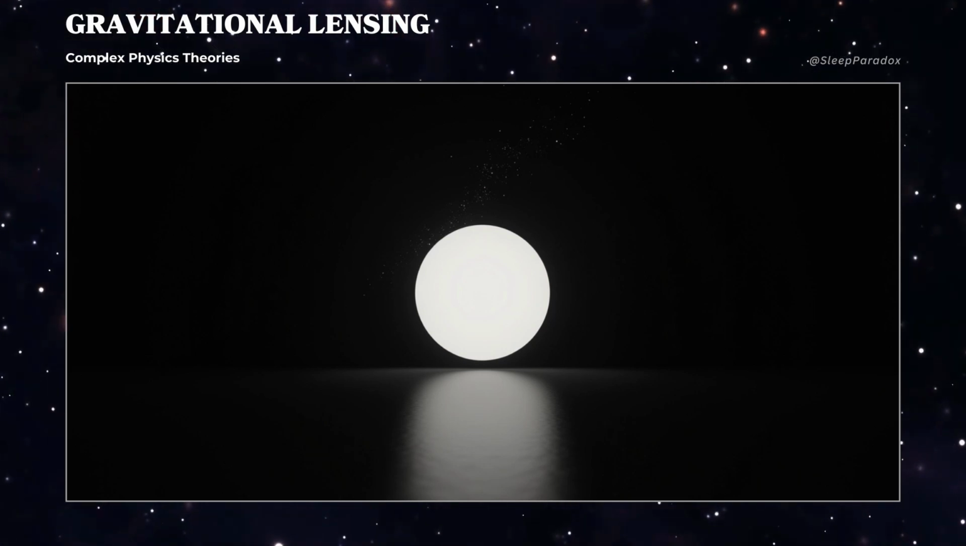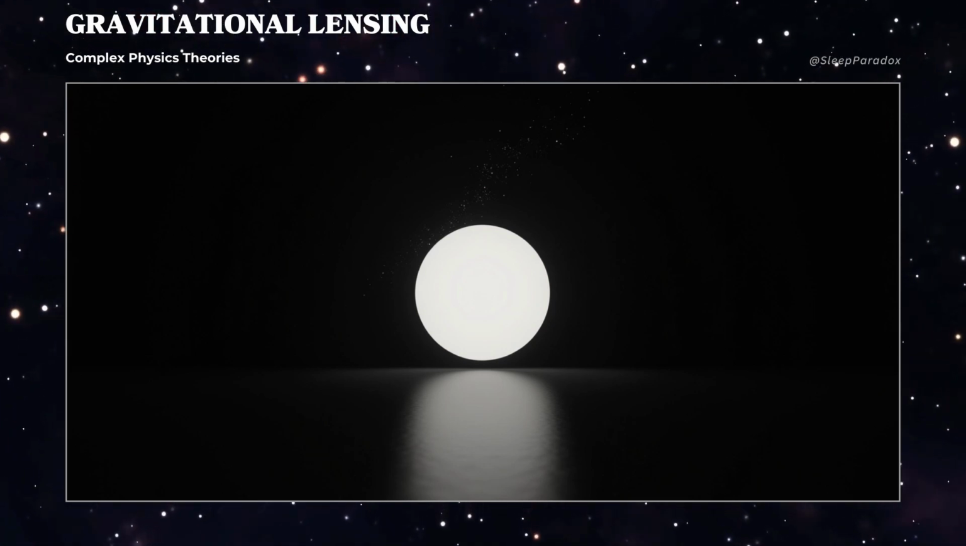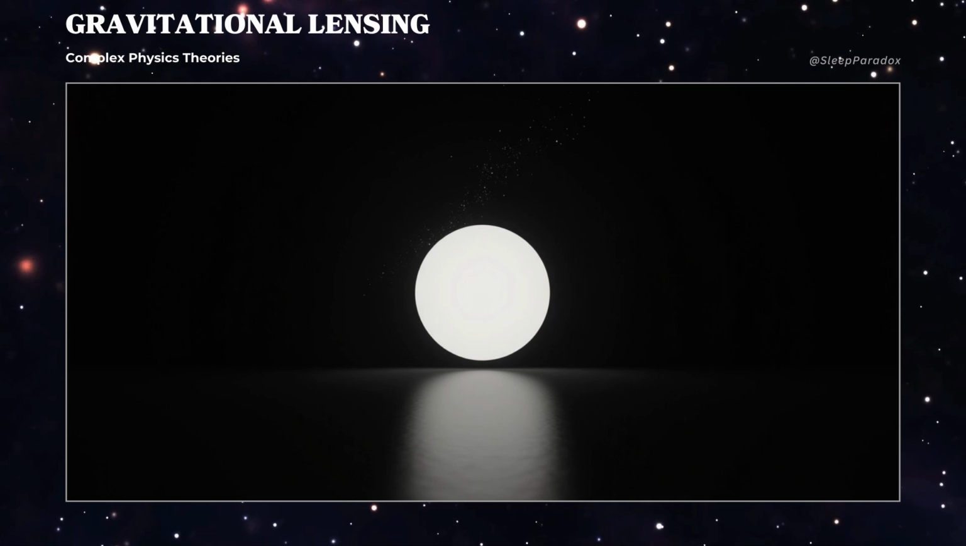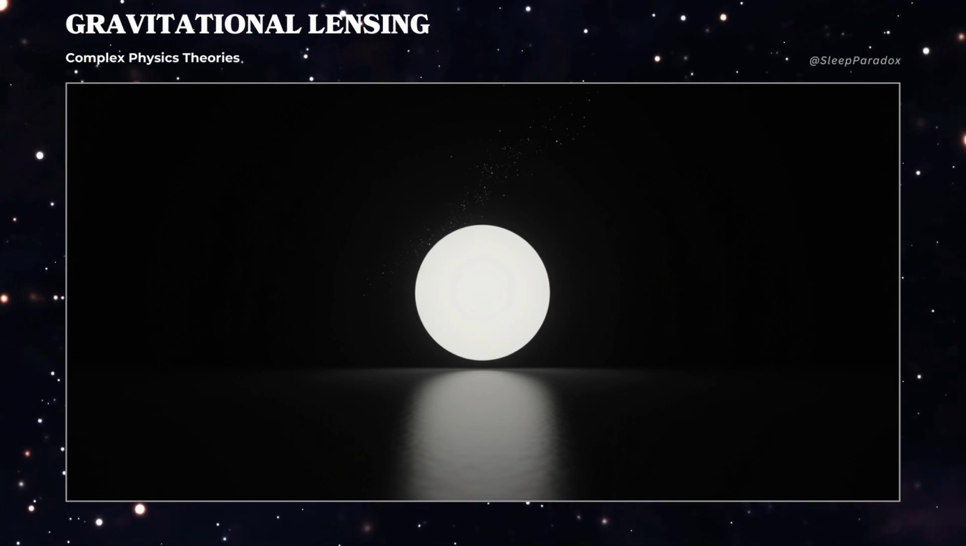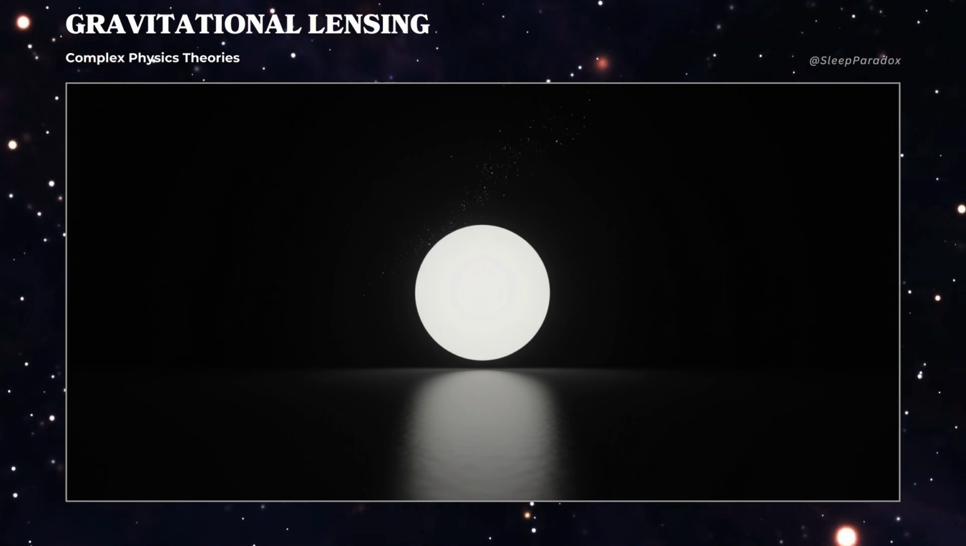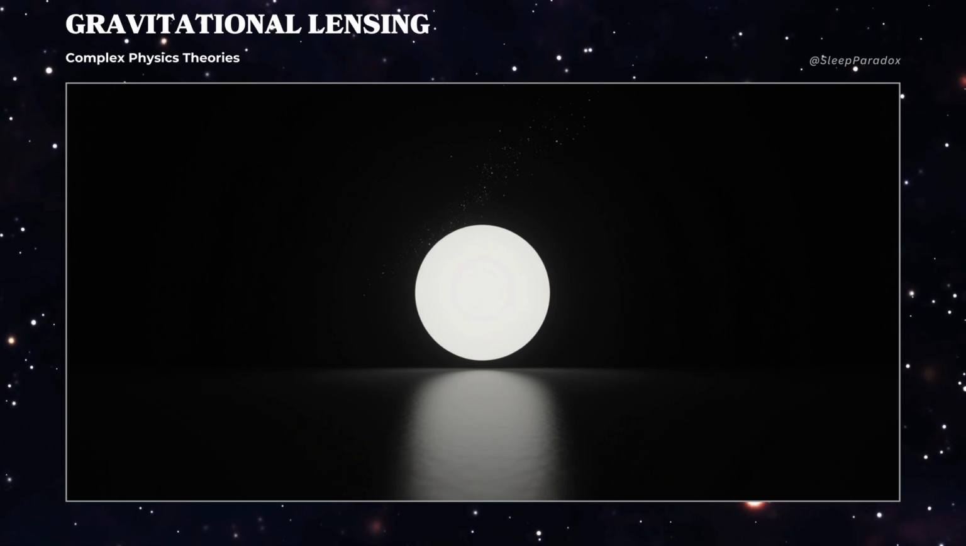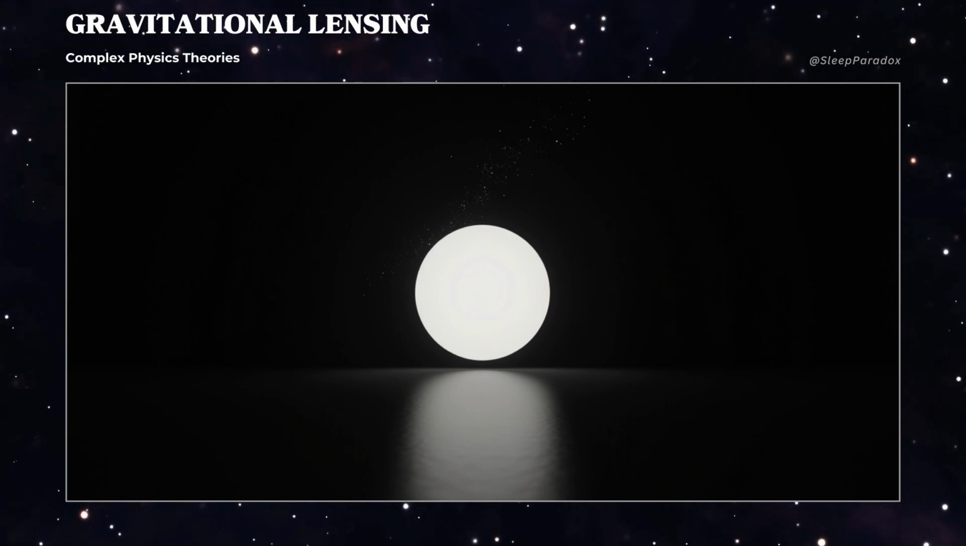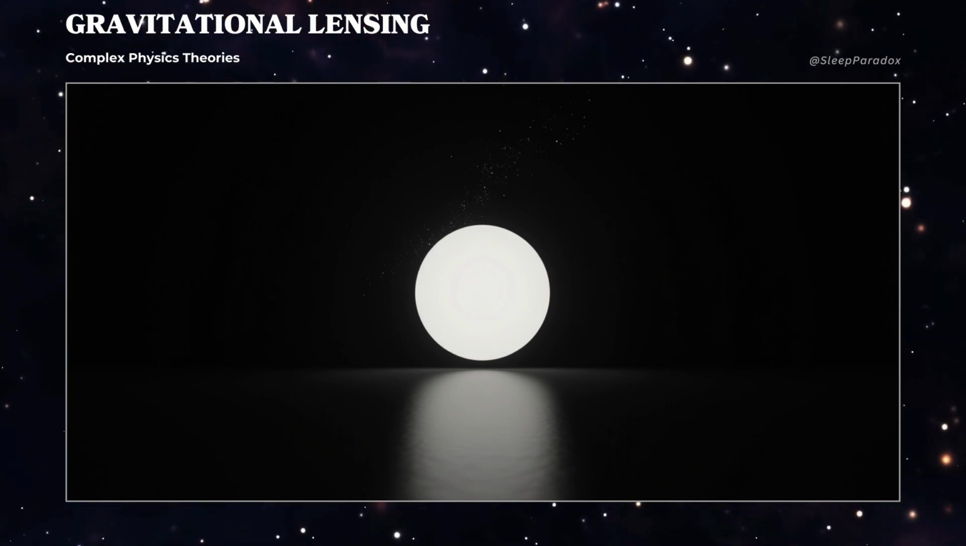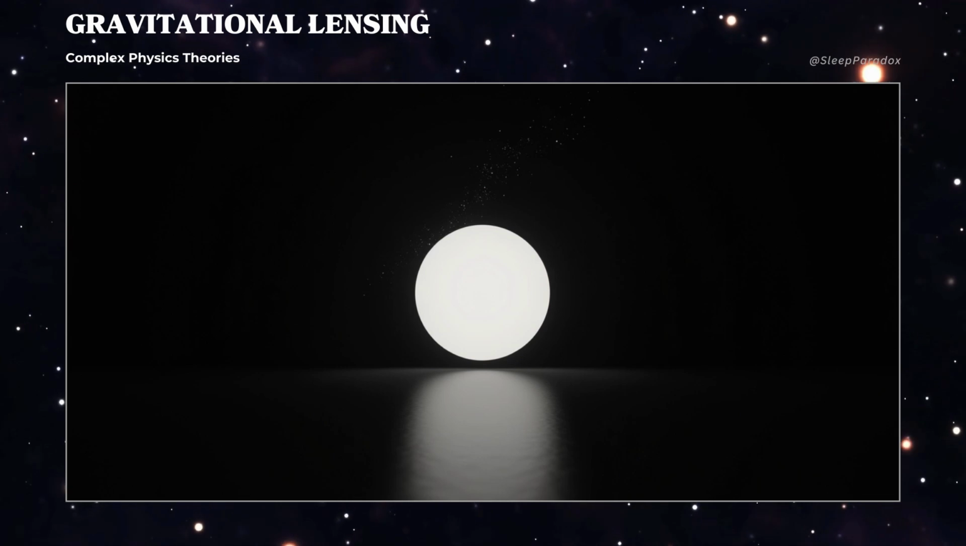Imagine placing a heavy ball on a rubber sheet and rolling a marble nearby. The marble curves around the dent created by the heavy ball. In a similar way, light curves around massive objects, not because it is attracted by a force, but because the space it travels through is warped.